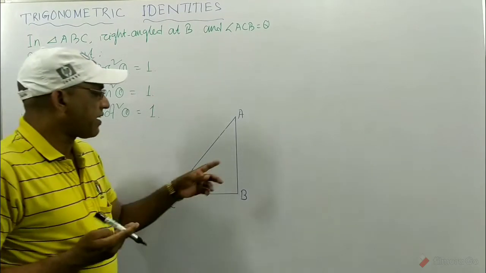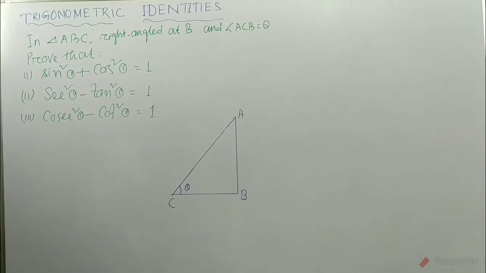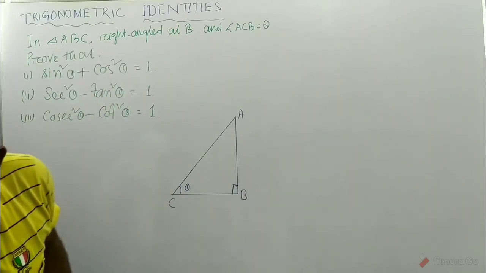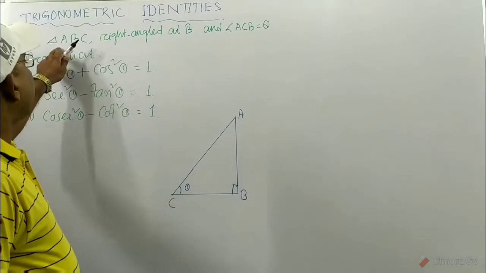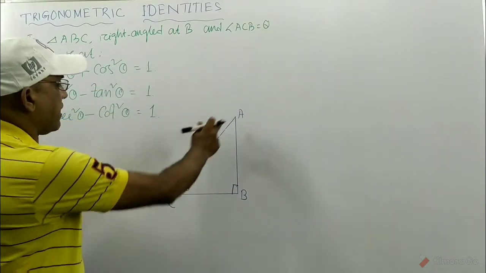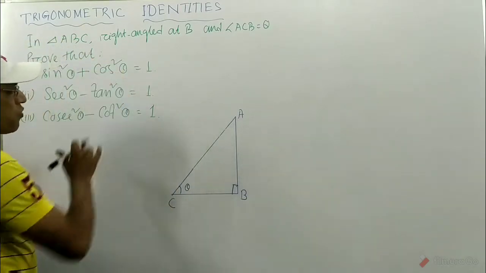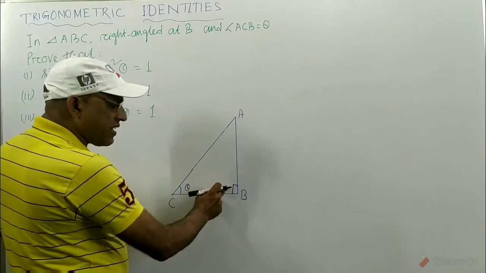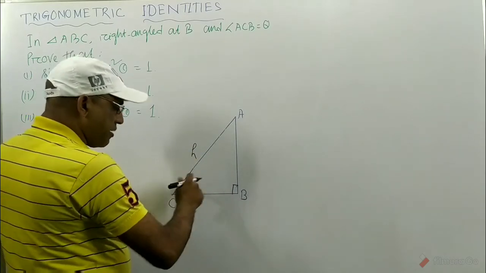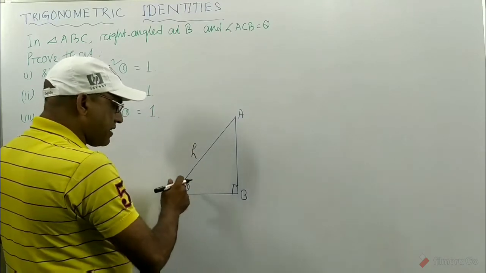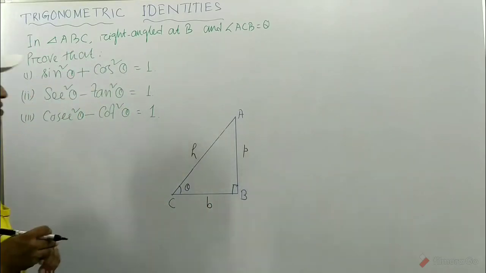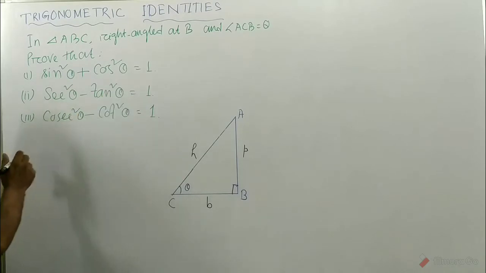Now we consider this right angle triangle. Triangle ABC, right angle at B, this is 90 degrees. ACB equal to theta. Now we know if it is 90 degrees, then the opposite side is the hypotenuse. If we consider this angle theta, then this is the perpendicular and the remaining is the base. We know this. So this is a right angle triangle. Now you want to prove this.